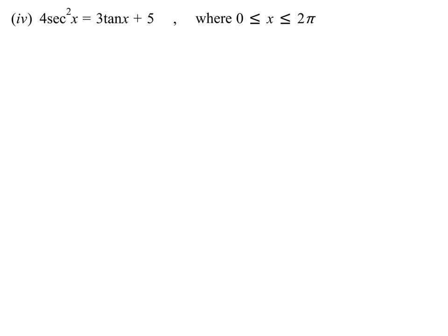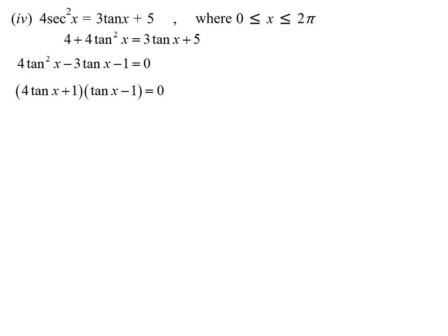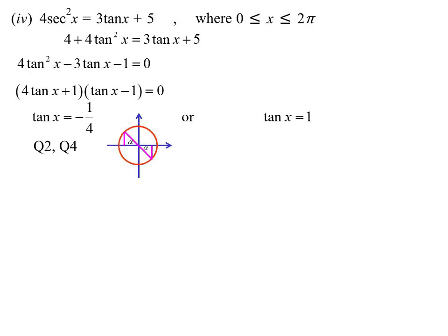One's where we have to use a trig identity. So the sec squared I can change to 1 plus tan squared. Again, make it look like a quadratic, and that one factorizes as well. This time they will both produce solutions. So tan x is negative 1/4. We're in the second and the fourth quadrant. Now 1/4 is not an exact value. So this one I'm going to have to do a decimal approximation.